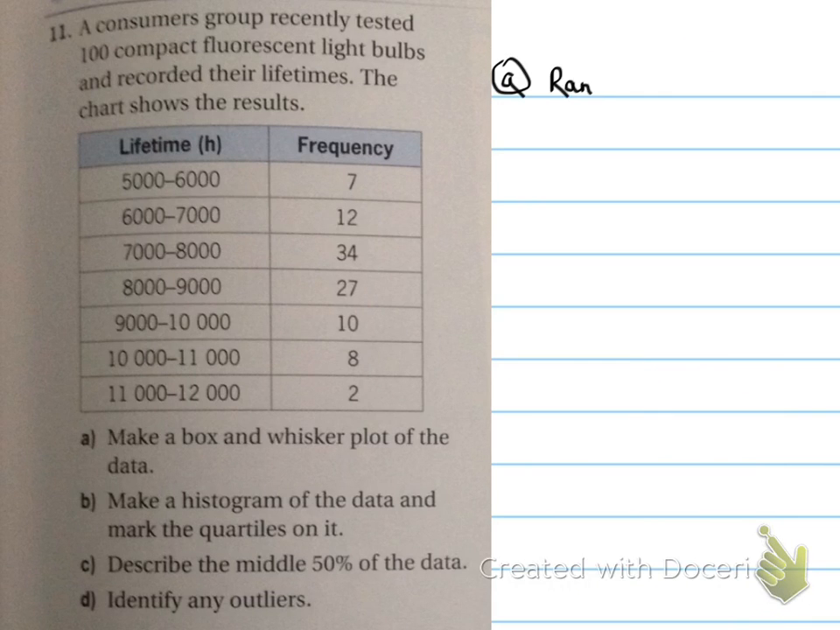Okay, last one. A consumers group recently tested 100 compact fluorescent light bulbs and recorded their lifetimes. The chart shows the results. We need to make a box and whisker plot of the data. So what we need to do is calculate the midpoint of each of the lifetimes, and we will need to find Q1, Q2, and Q3, and remember Q2 is also known as the median.